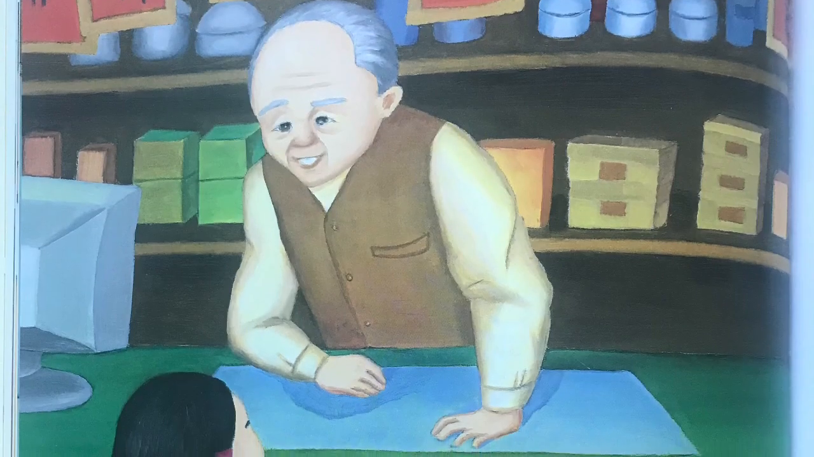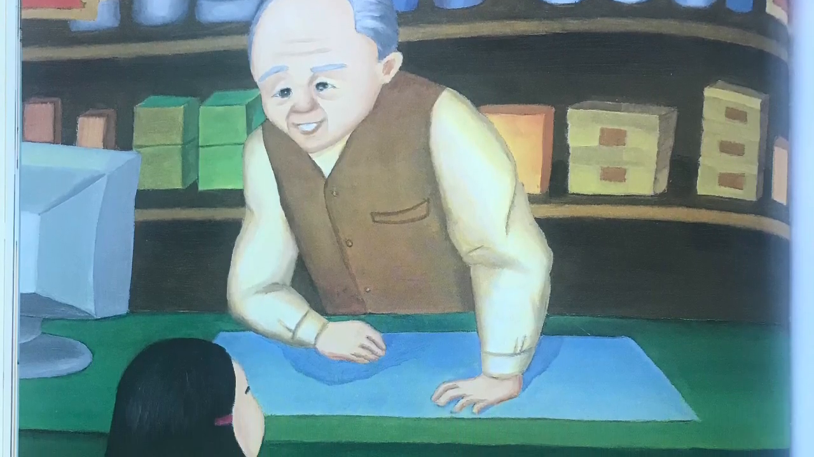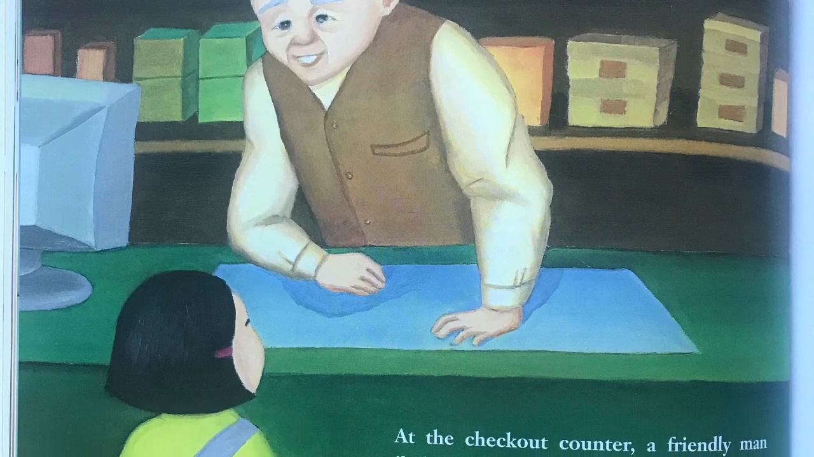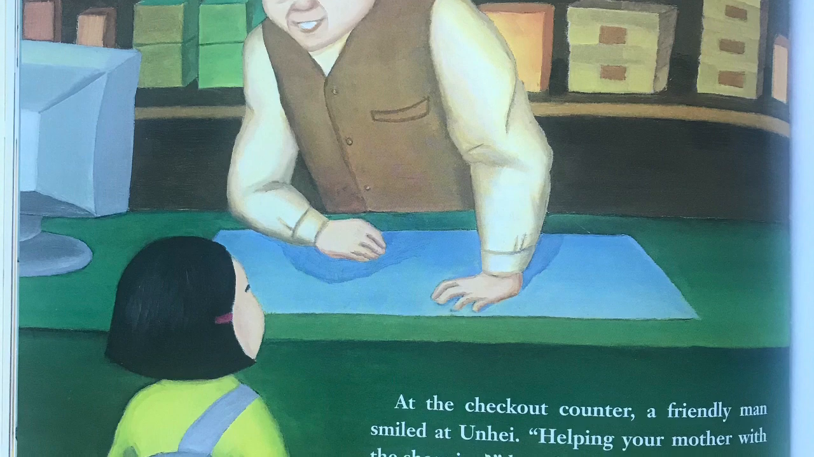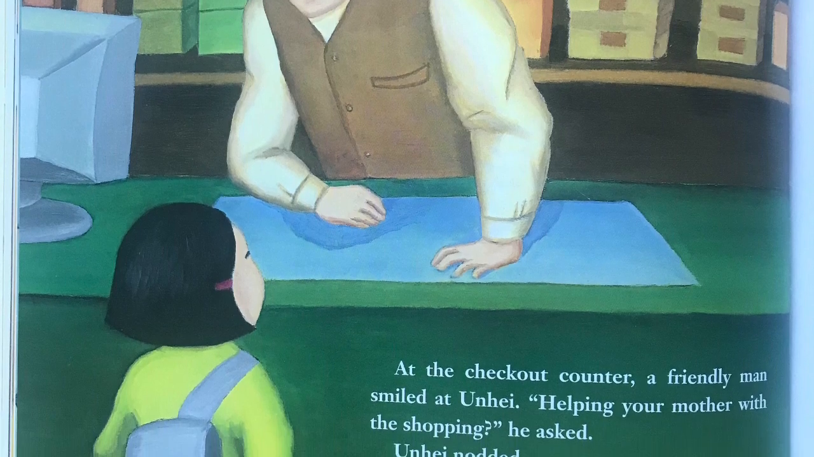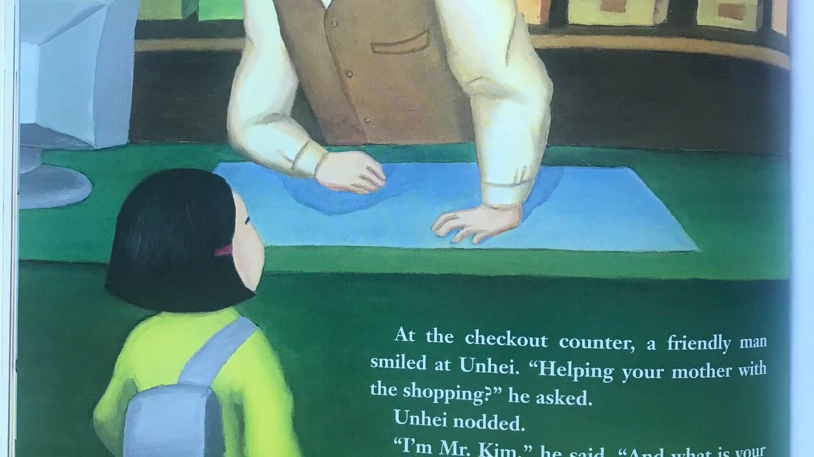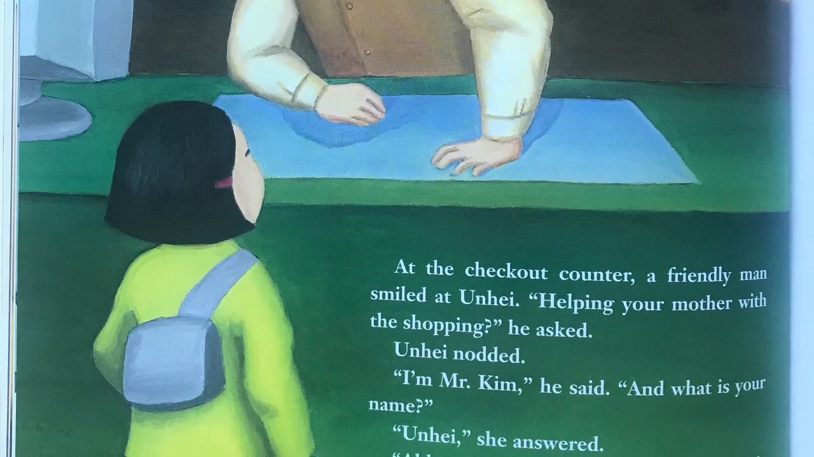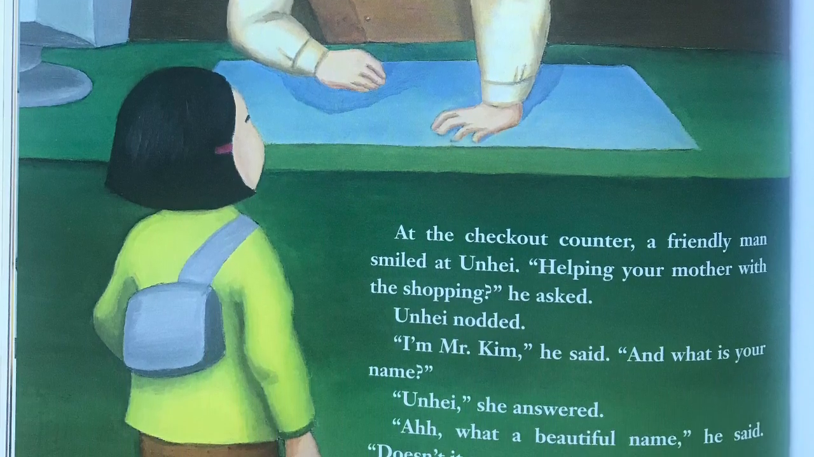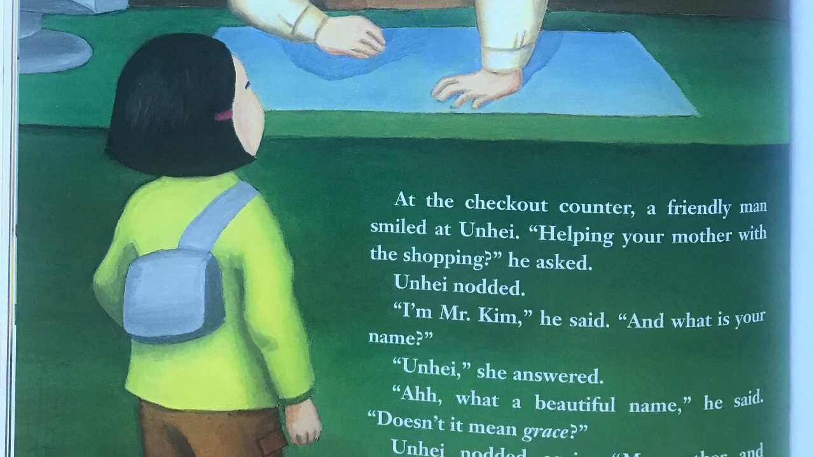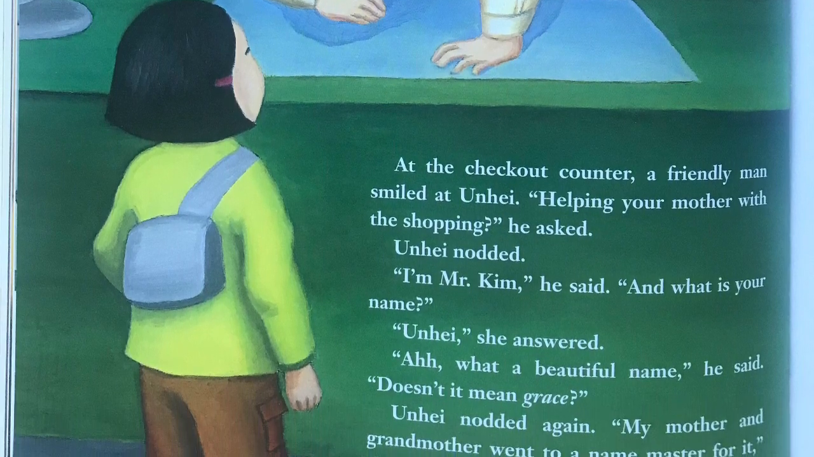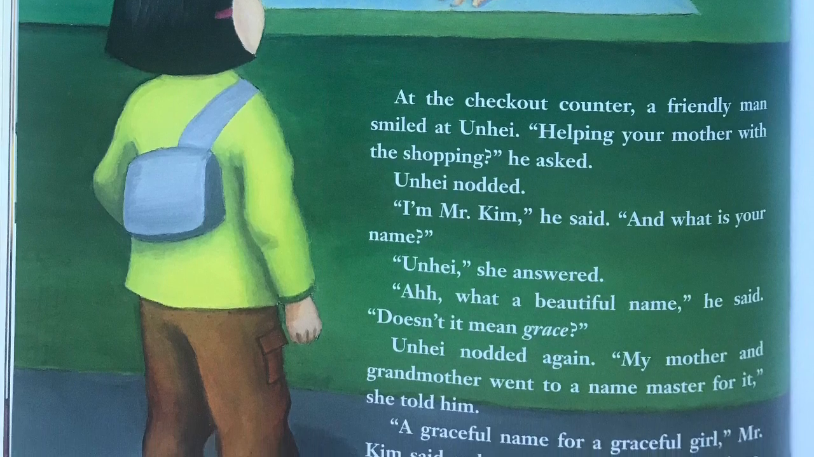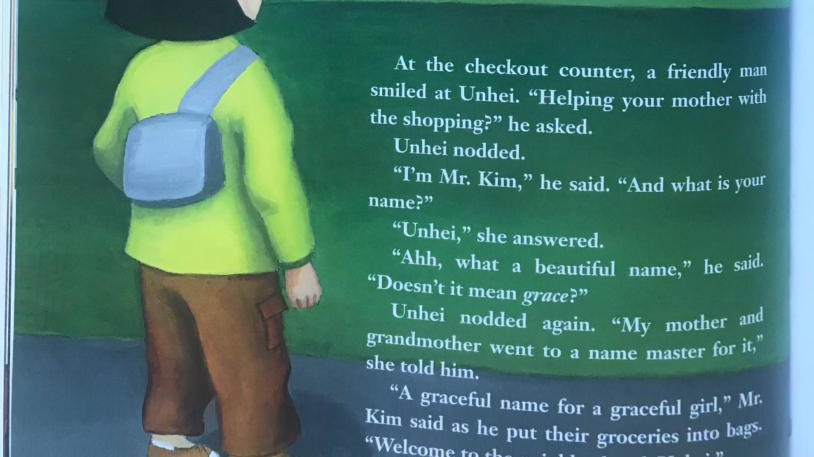At the checkout counter, a friendly man smiled at Eunhae. "Helping your mother with your shopping?" he asked. Eunhae nodded. "I'm Mr. Kim," he said. "And what's your name?" "Eunhae," she answered. "Ah, what a beautiful name," he said. "Doesn't it mean grace?" Eunhae nodded again. "My mother and grandmother went to the name master for it," she told him. "A graceful name for a graceful girl," Mr. Kim said, as he put their groceries into bags. "Welcome to the neighbourhood, Eunhae."